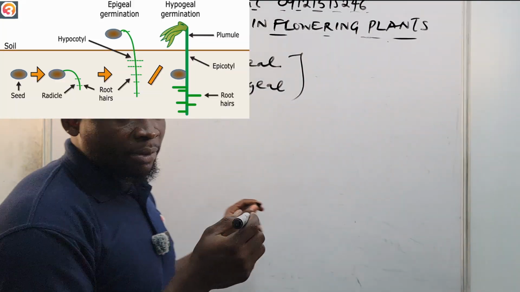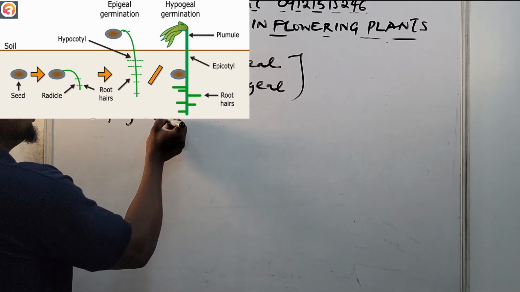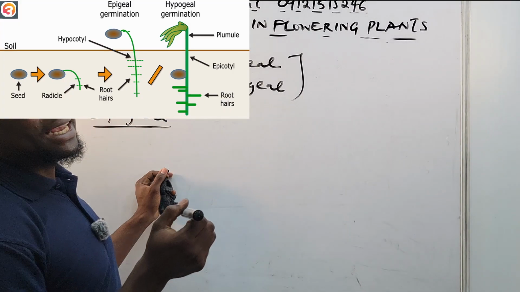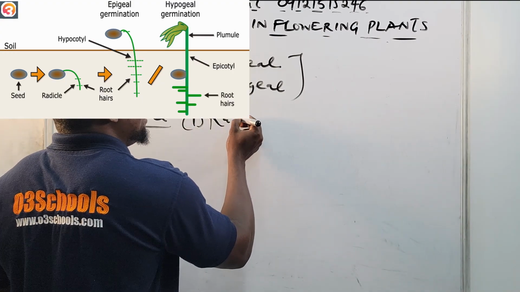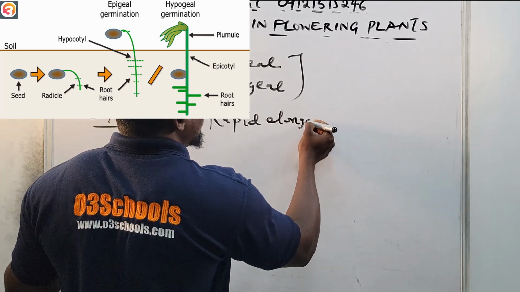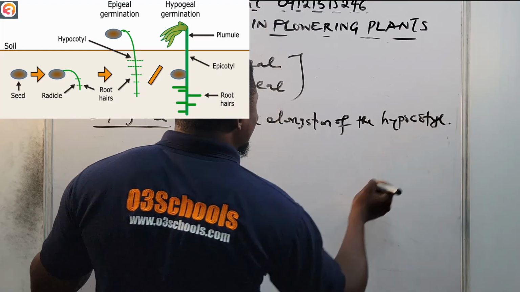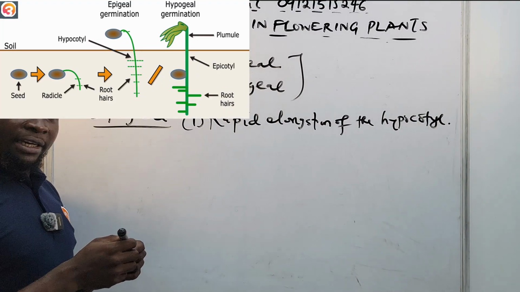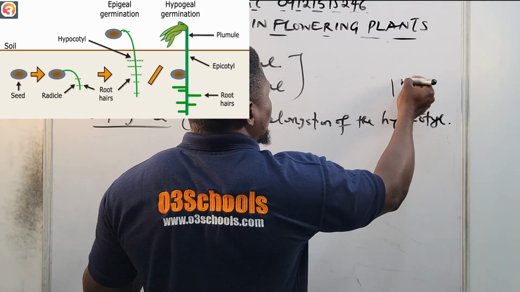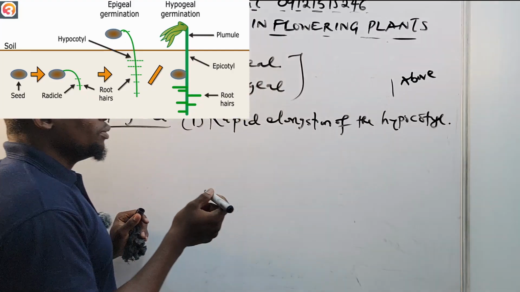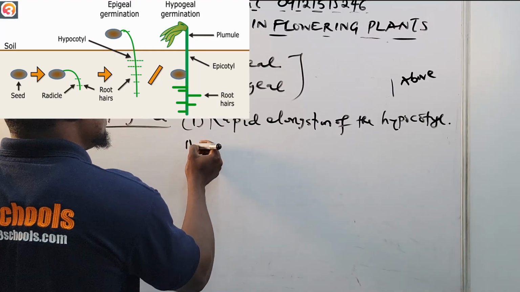So now epigeal germination is characterized by rapid elongation of the hypocotyl. You know what the hypocotyl is; we defined it initially. It's the part of the axis that is above the cotyledon. So epigeal germination is characterized by rapid elongation of the hypocotyl, and then also the cotyledons.